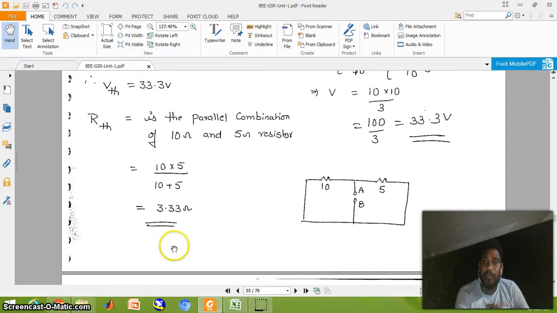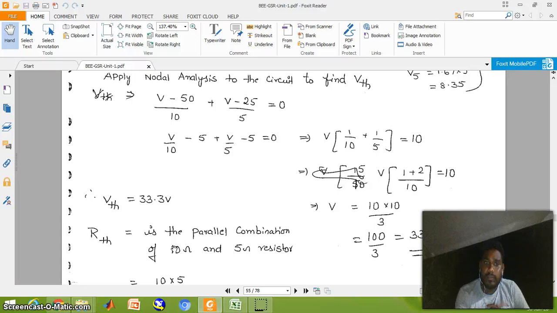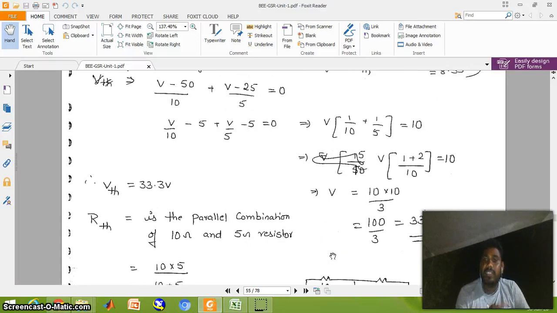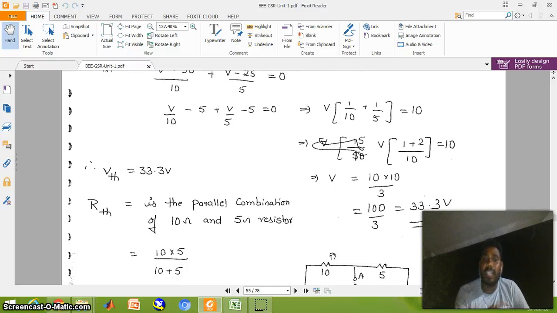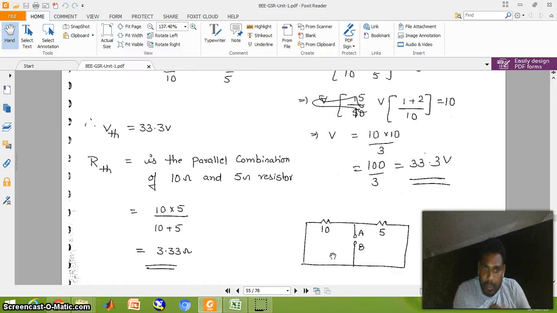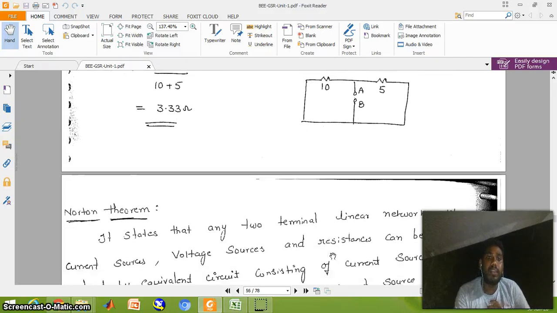Now the equivalent circuit is V Thevenin in series with R Thevenin. Here the V Thevenin value is 33.3 volts, connected in series with R Thevenin. The R Thevenin value is 3.33 ohms.